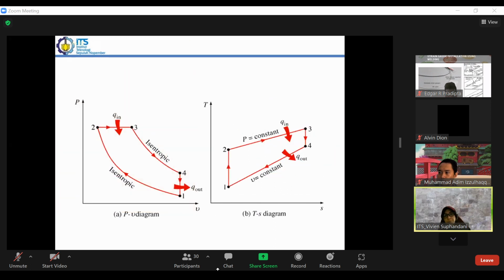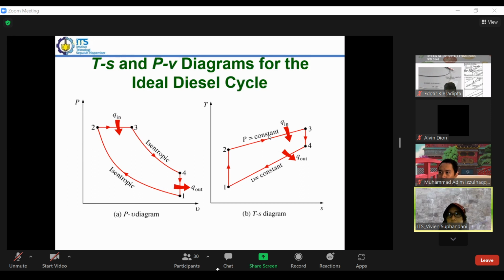So we can draw that cycle in a PV diagram as before, and also in a TS diagram. So this is for the ideal case.